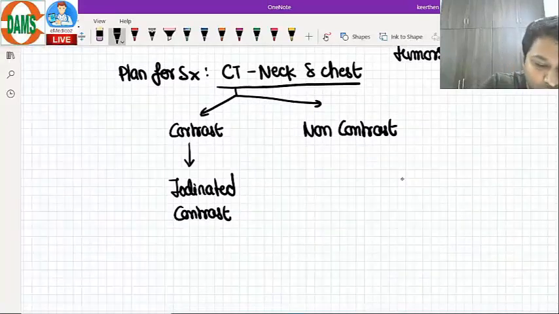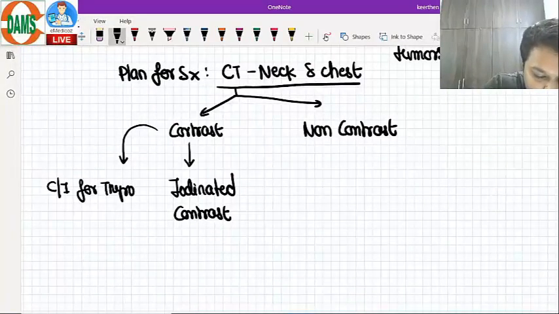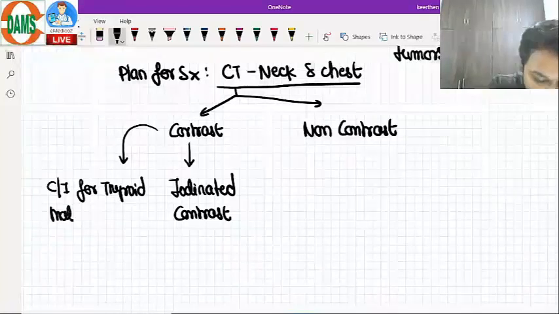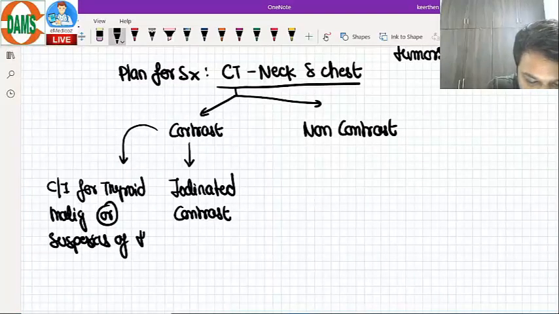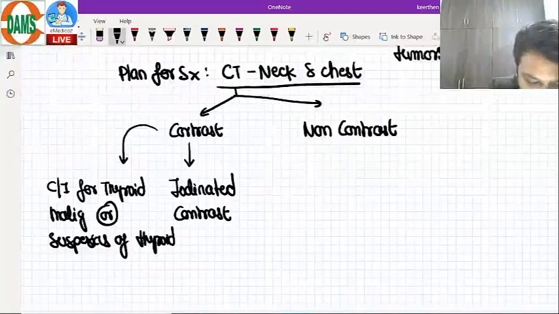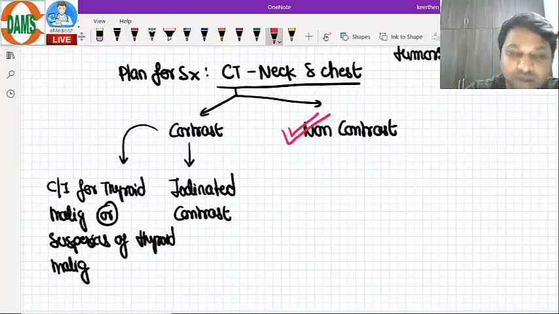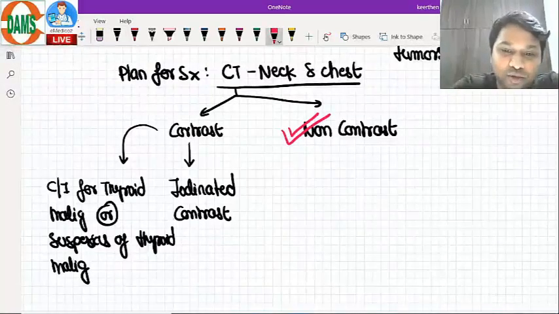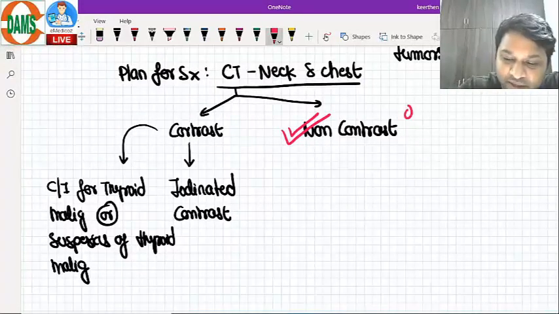In fact, contrast CT is contraindicated for thyroid malignancies or suspicion of thyroid malignancies. You should always prefer a non-contrast CT. A very, very important point.